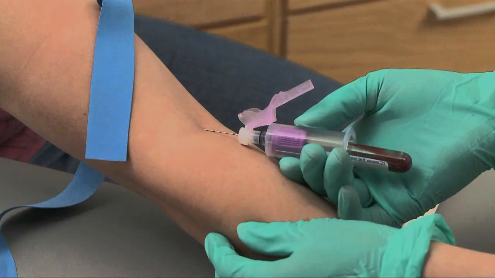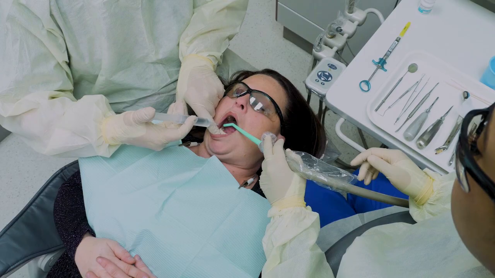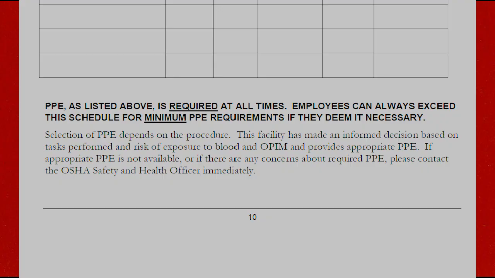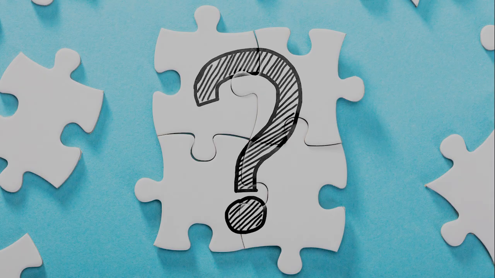Most procedures will be gloves only, but if there's a chance of splatter or splashes, or it's an aerosol generating procedure, additional personal protective equipment would be necessary to keep you safe. Keep in mind, these are minimum requirements that your employer has established. You always have the option to wear additional PPE if you feel a situation or a procedure calls for it. If you have questions about your facility's policies on personal protective equipment, talk to your safety and health officer.